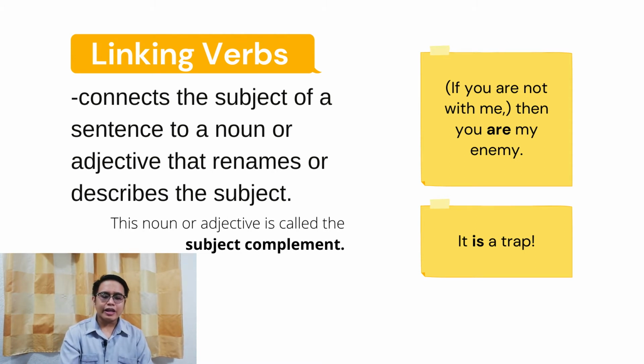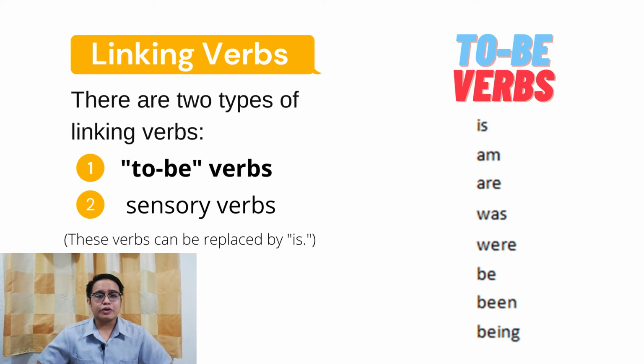Here are the linking verbs that we are going to learn today, or you're going to refresh, because some of you may have already learned about this, and this may just be a review for you. Now there are two types of linking verbs. We have the to-be verbs and the sensory verbs. And always remember, ang kanina mga verbs, if linking verbs gani siya, can be replaced by the word is.